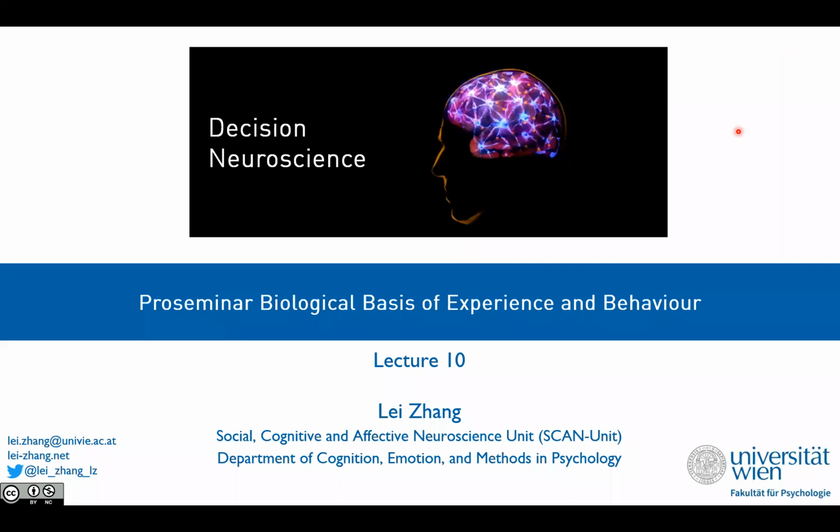So today we will be talking about an interesting topic, which is reinforcement learning. Remember that we have four main topics. First, value-based decision-making; second, risky decision-making together with intertemporal choices; the third one is motivation and emotion in decision-making; and the last one is social decision-making.